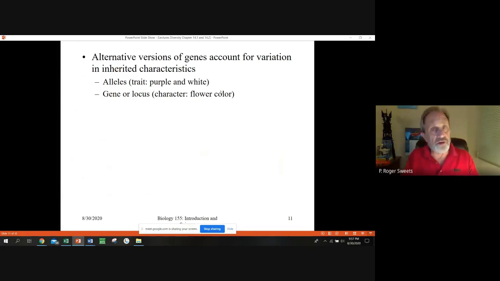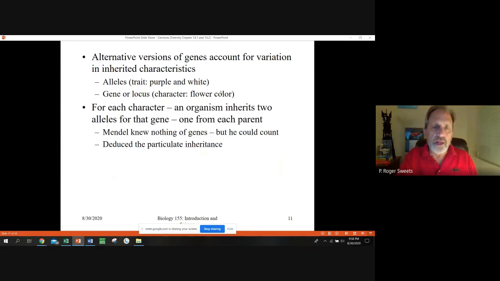And that was like the character of flower color. So the trait was a specific color. That would be like an allele. And the gene overall would be some location where the plant was actually coding for that flower color within the DNA. Now, for each character, then, an organism appeared to inherit 2 alleles for that gene. This is what he found out from his 3-to-1 ratio. And it would inherit 1 from each parent.